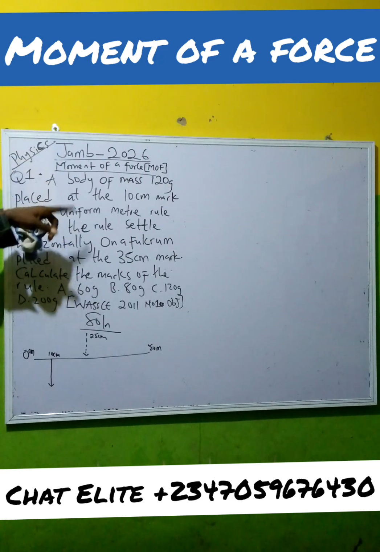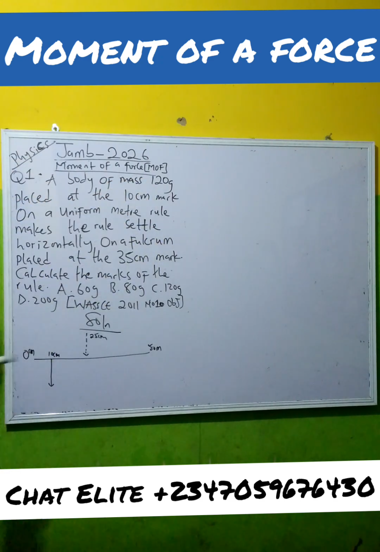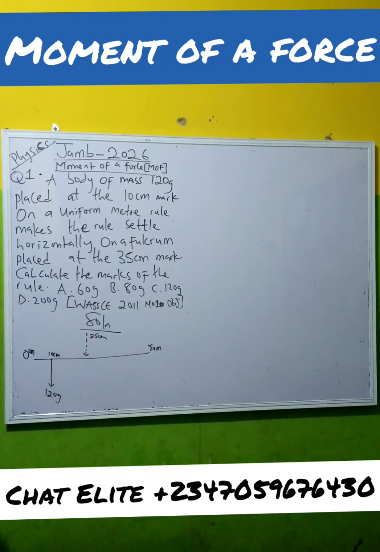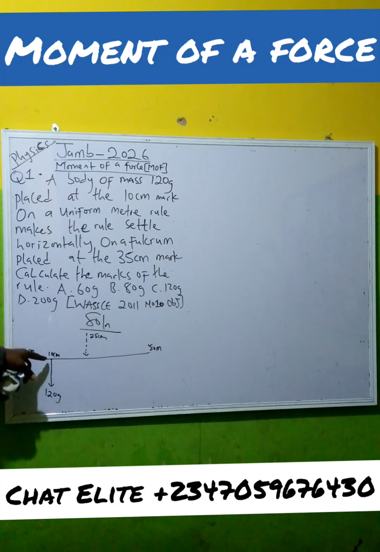So read the question again. A body of mass 120 grams placed at 10 centimeter on the uniform meter rule. So what is the body placed? 120 grams placed at 10 centimeter. We have already targeted 10 centimeter on the meter rule. So from 0 to 10, this is it now. Alright, let's read further.